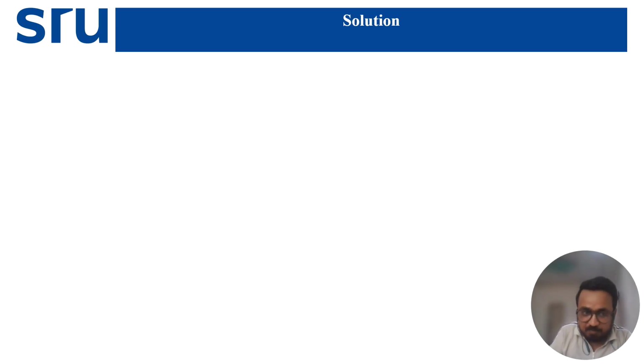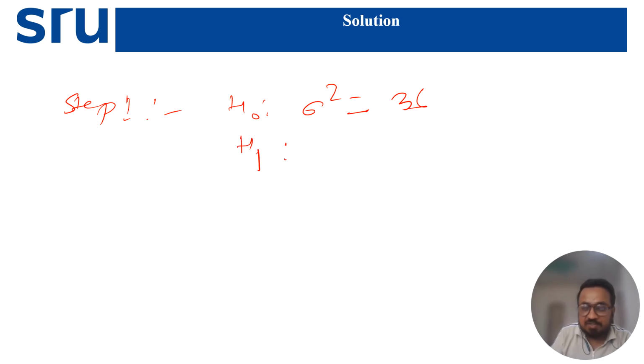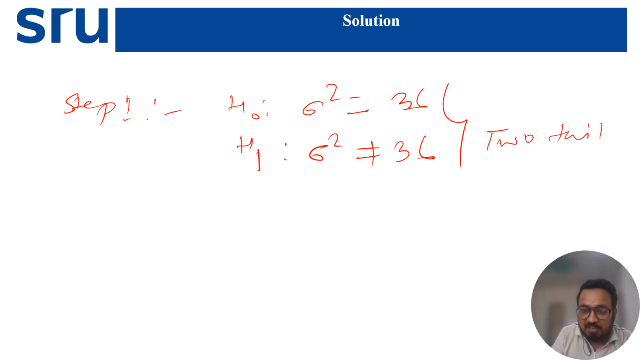Now, in step 1, we have to determine the hypothesis. What is the null hypothesis? The null hypothesis is H naught: sigma square equal to 36. And the alternative hypothesis HA is sigma square not equal to 36. So we can see that this is a two-tailed test, so here alpha will be split by 2.